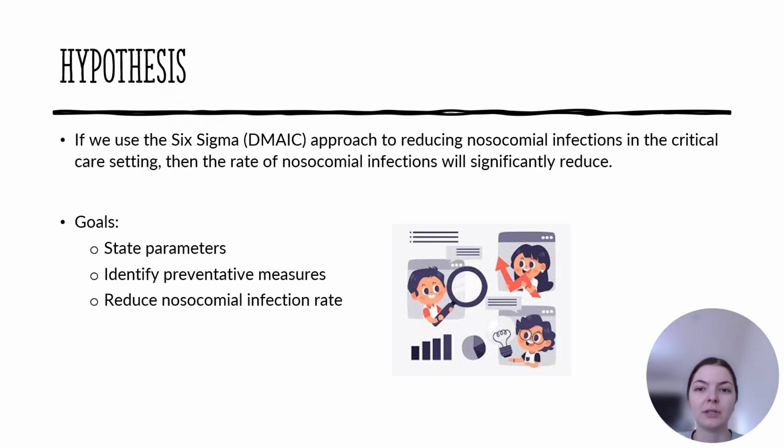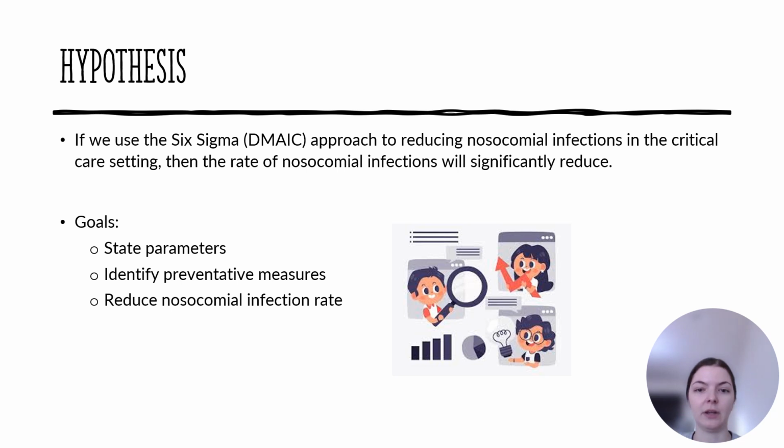In a 2017 research study conducted by the King Fahd Hospital in Saudi Arabia, researchers and clinicians worked together to study the effect of the Six Sigma DMAIC approach to reducing nosocomial infections in the critical care setting, hypothesizing that the rate of nosocomial infections will significantly reduce upon implementation of this process improvement method.